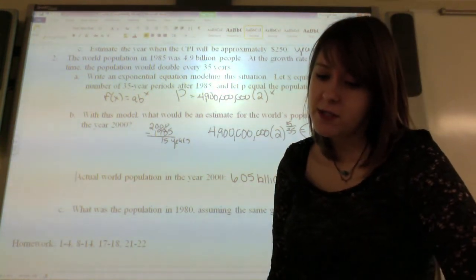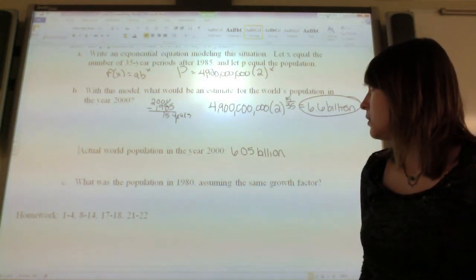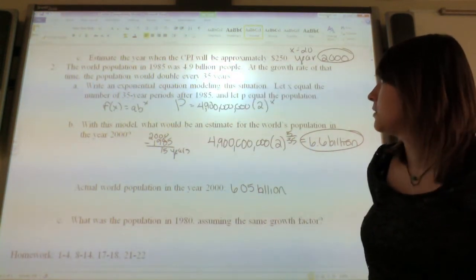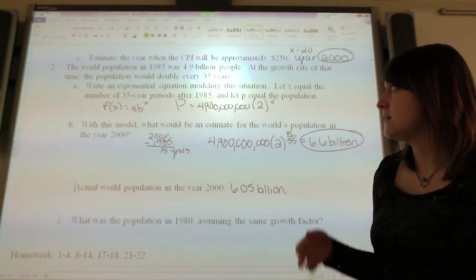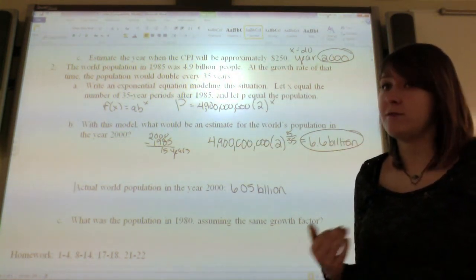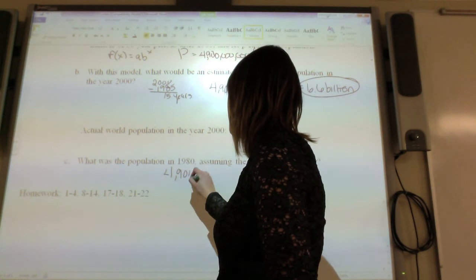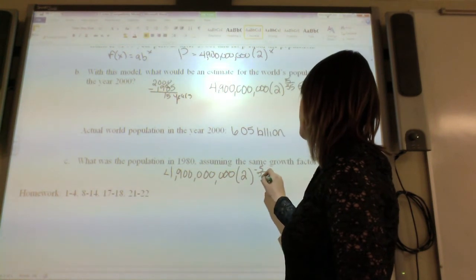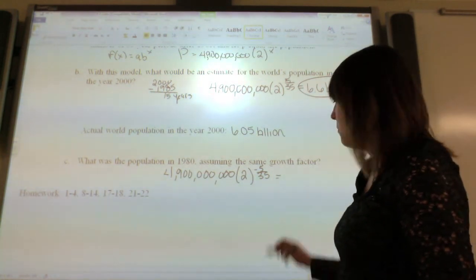All right, then part C says, what was the population in 1980, assuming the same growth factor? Well, I know that my initial 4.9 billion was in the year 1985. So if I wanted to figure out the year 1980, that's 5 years before 1985. So that's the equivalent of me plugging in a negative 5 over 35. So I'm going to do that. So I've got 4,900,000,000 times 2 to the negative 5 over 35. And if I plug that in, I get approximately 4.44 billion.